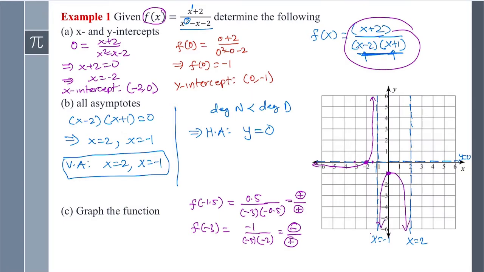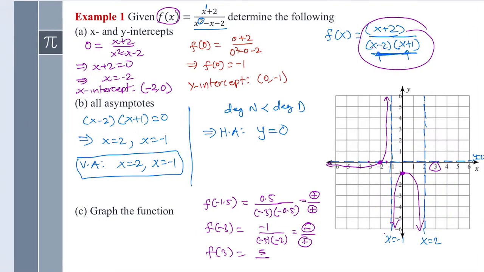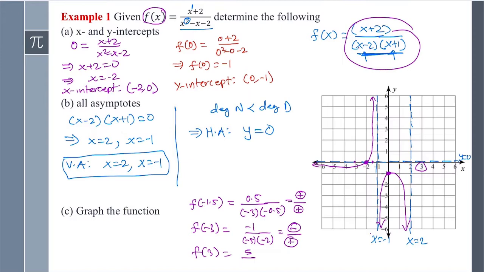Now to check on the right of that line x equals 2, let's pick this number 3 and plug it into our function and see whether the graph is above or below the x-axis. So f of 3 equals, when we plug it in there, 5 divided by 3 minus 2 is 1, 3 plus 1 is 4, times 1 is 4. So this is 5 over 4, which is a positive number. That means the graph is above the x-axis. So it goes like this. So that's how we graph a rational function. Let's look at another example.